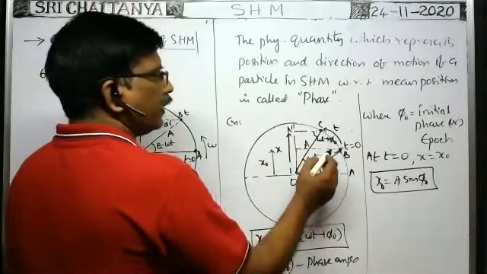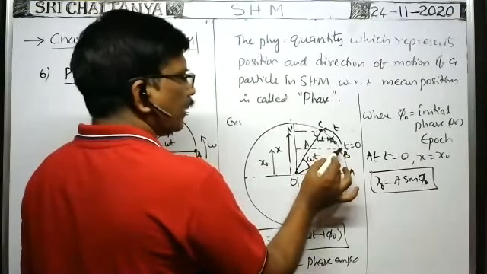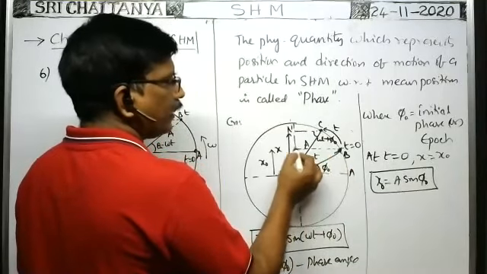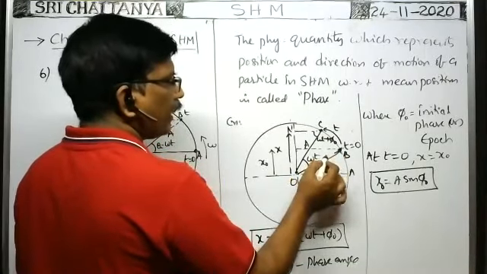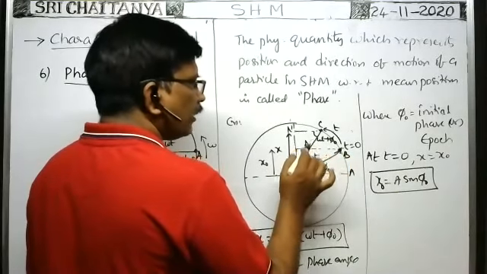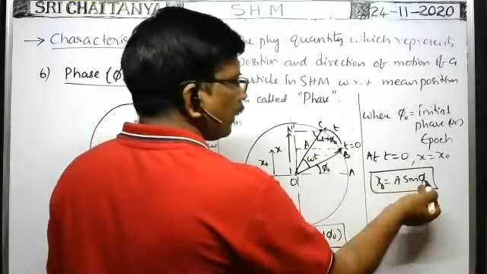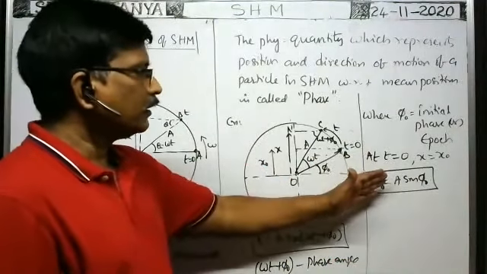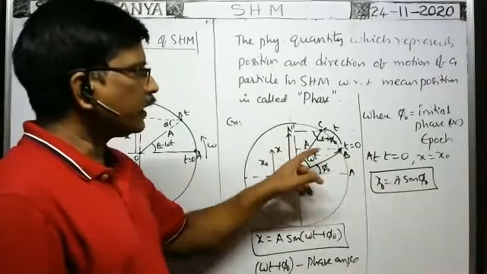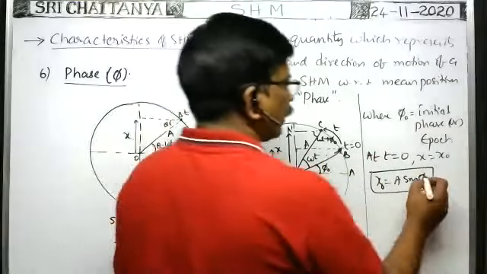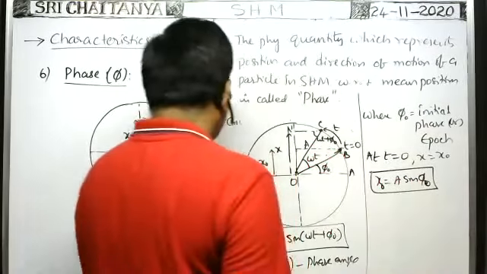You see, at t is equal to 0, as the particle lies here, this angle is phi naught. This angle is also phi naught, no? In this right angle triangle, sine phi naught is equal to x naught by a, or x naught is equal to a sine phi naught. X naught is equal to a sine phi naught, we got. So in this formula, when you put t is equal to 0, you will get the initial displacement x naught is equal to a sine phi naught. Okay, next.